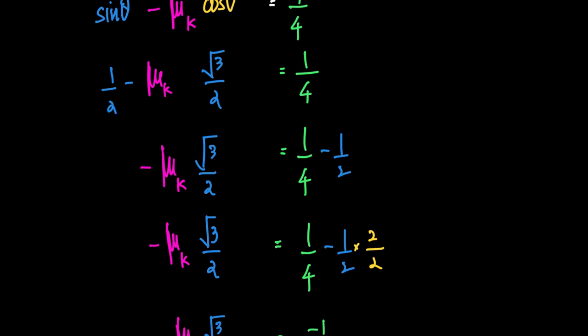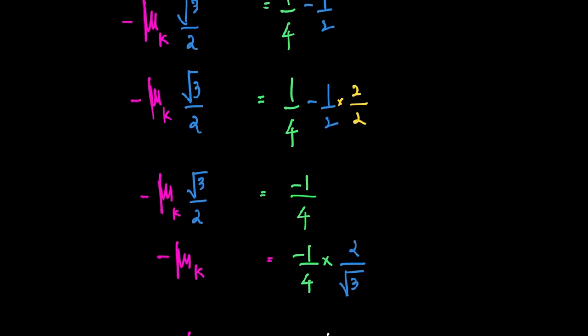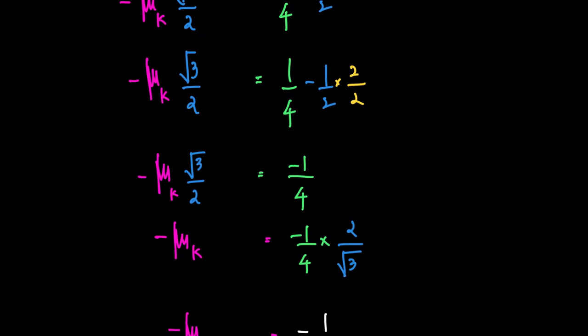I'll transpose this 1 by 2, so this becomes minus 1 by 2. So minus mu k into root 3 by 2 is equal to 1 by 4 minus 1 by 2. I'll multiply this 1 by 2 by 2 in numerator and denominator. So what we get is minus mu k into root 3 by 2 is equal to 1 minus 2 by 4, which is minus 1 by 4.